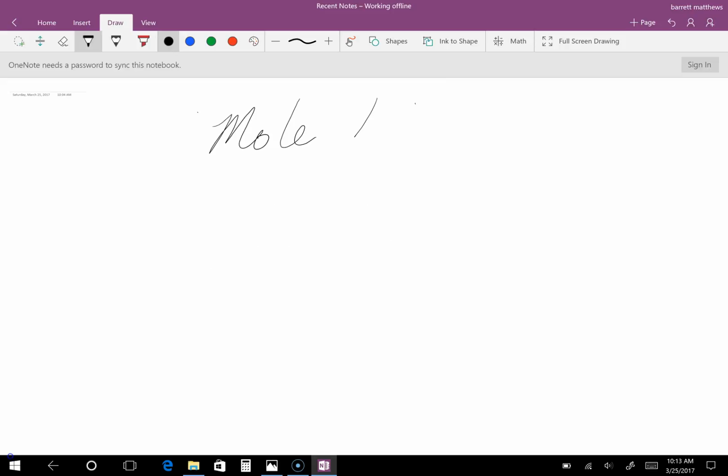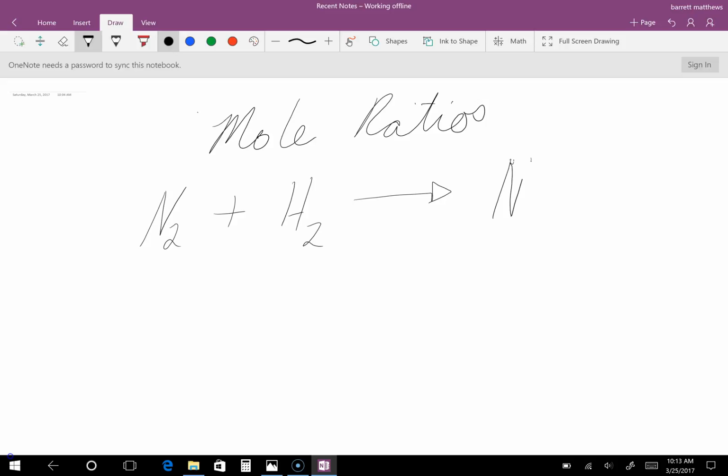Let's take a look at mole ratios. We need to know how to create mole ratios given chemical equations. Here's an example equation, very simple one. I'll write out the equation first and get the products. Make sure all of my compounds are correct. And then I'll go back and balance.